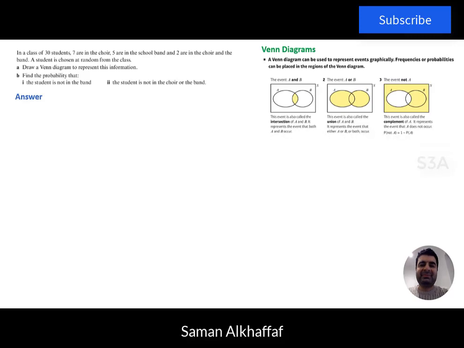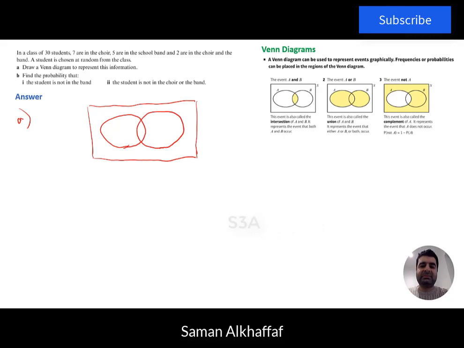So first we need to draw the Venn diagram to represent this information. We start by creating our Venn diagram as shown in this rectangle here. So we have the 2 ranges. We have 5 in the school and also 3 out, and there will be 2 in between.